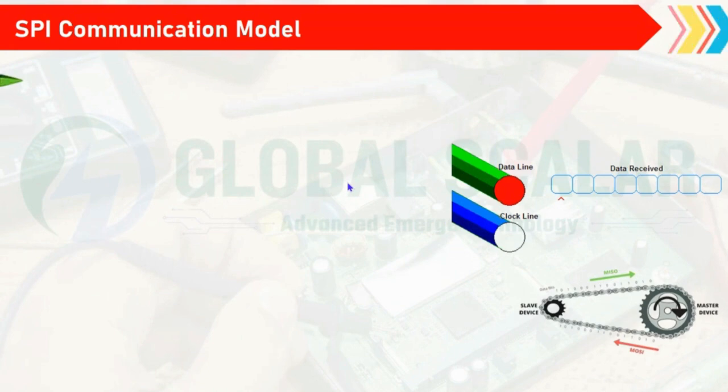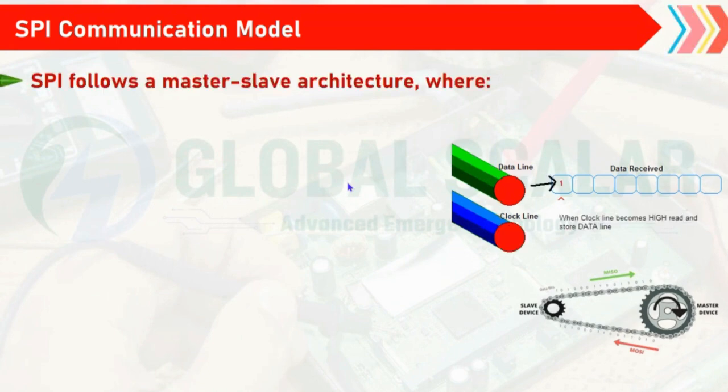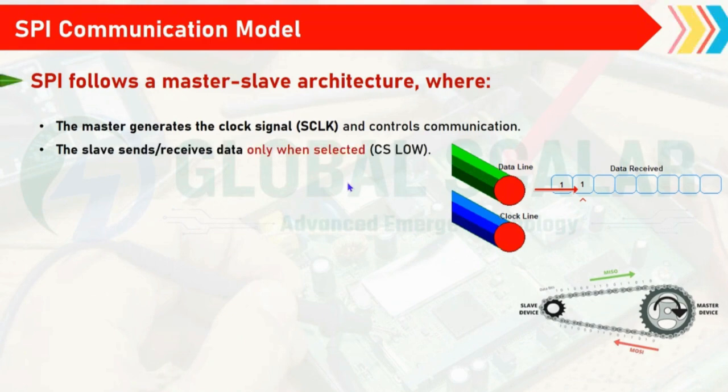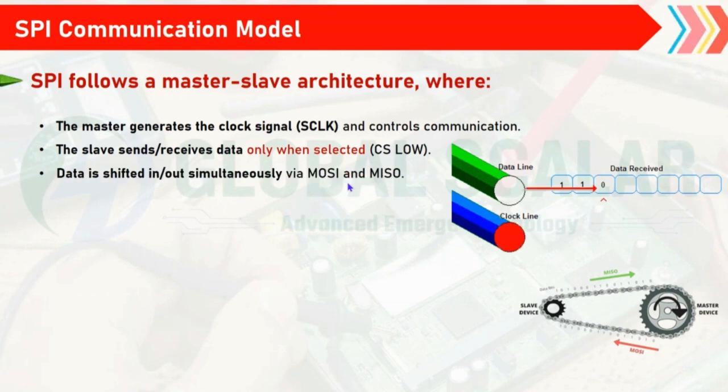How does communication happen in the SPI protocol? It follows the master-slave architecture where the master generates the clock signal, as we know, and controls the communication. The slave sends and receives the data only when the chip select is low. Data is shifted in and out simultaneously via the MOSI and MISO.